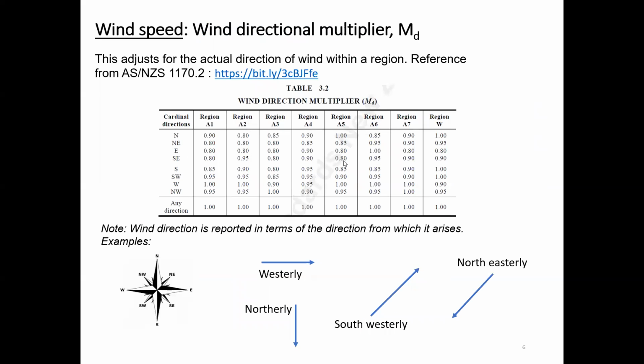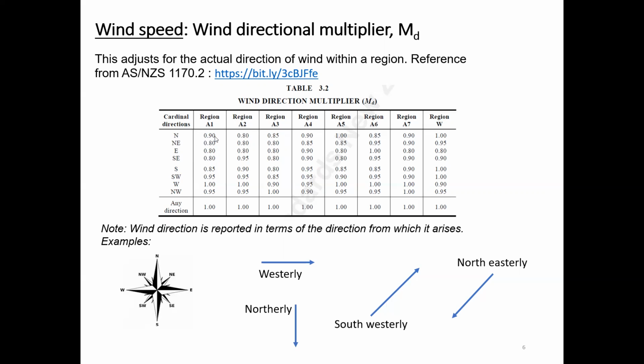Okay, let's have a look at the wind directional multiplier. This is just for the actual direction of wind within a region. The reference is from AS/NZS 1170.2. This is the table from this code, the wind code. And what we have is these directions, and depending on the direction the wind blows, we multiply the wind by a factor.